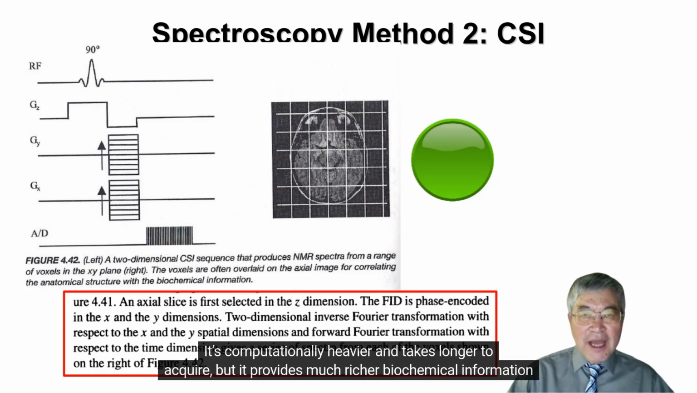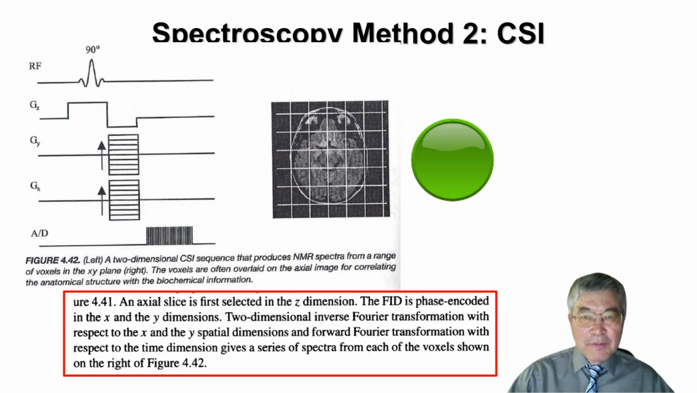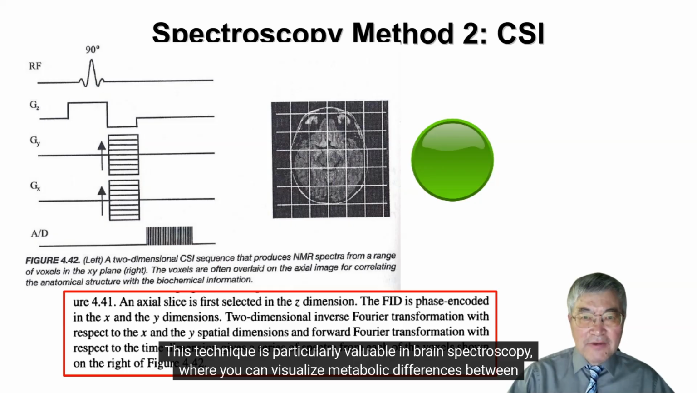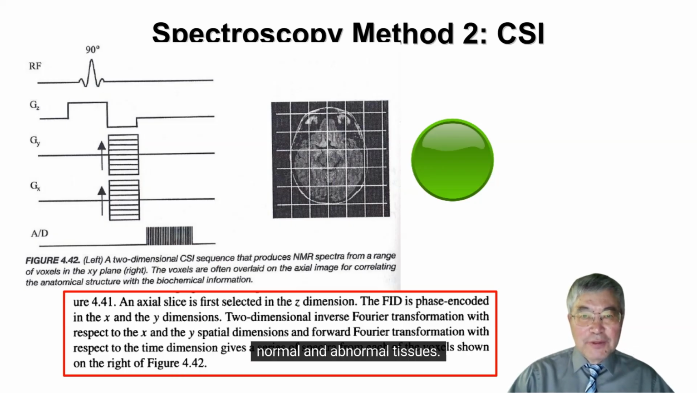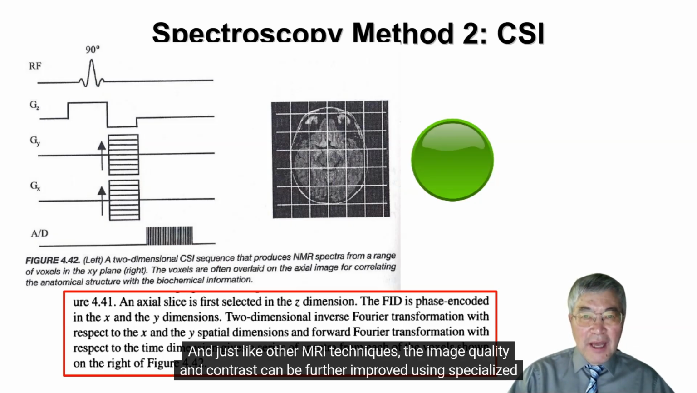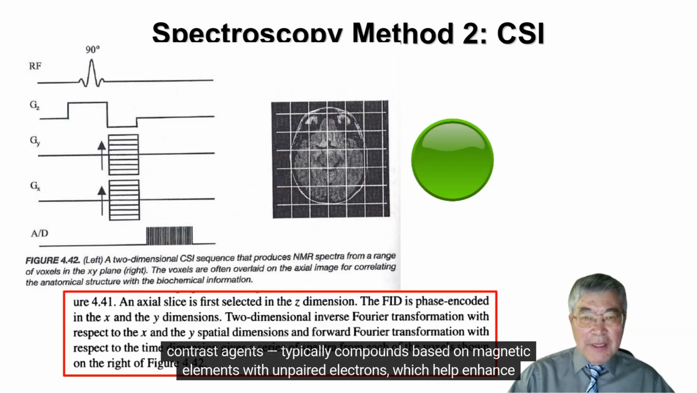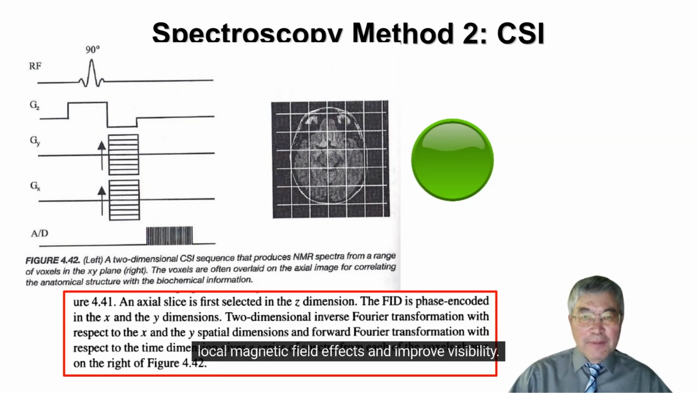It's computationally heavier and takes longer to acquire, but it provides much richer biochemical information throughout the tissue. This technique is particularly valuable in brain spectroscopy, where you can visualize metabolic differences between normal and abnormal tissues. And just like other MRI techniques, the image quality and contrast can be further improved using specialized contrast agents, typically compounds based on magnetic elements with unpaired electrons, which help enhance local magnetic field effects and improve visibility.